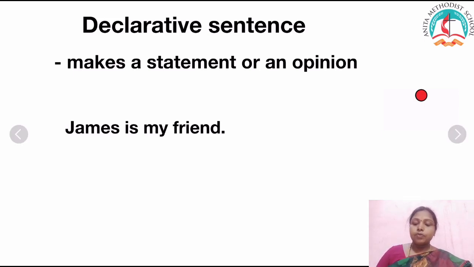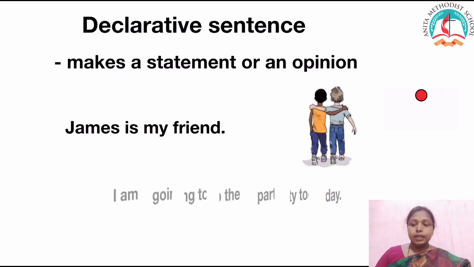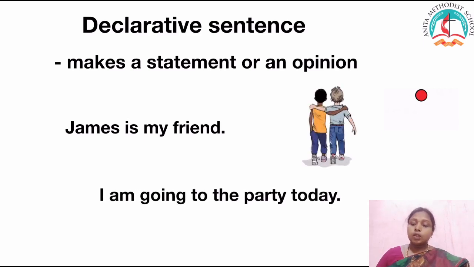Come on children. Now, the first one is the declarative sentence. What is meant by a declarative sentence? A declarative sentence makes a statement or an opinion. For example, can you see here? James is my friend. This sentence makes a statement, so that's why we call it a declarative sentence. And a declarative sentence always ends with a full stop.